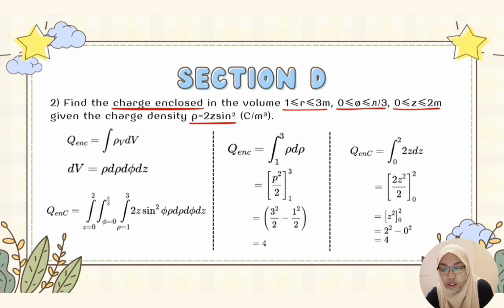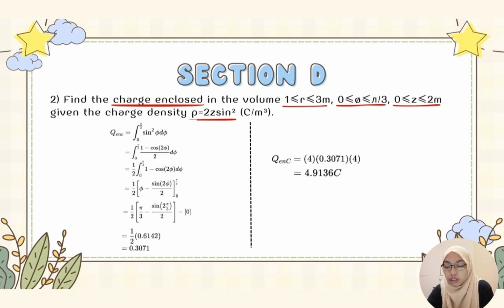Next, we integrate dz. Q enclosed equal to integration 0 to 2 of 2z dz. When we integrate 2z, we can get 2z squared over 2. And we can simplify this one. We can get z squared. Insert the values and we can get 4.